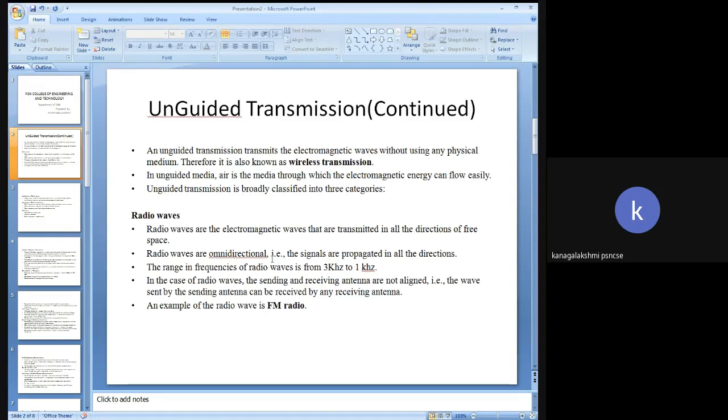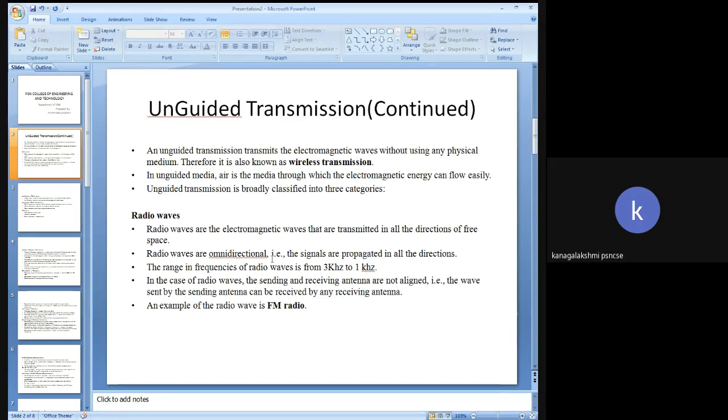Unguided transmission transmits electromagnetic waves without using any physical medium. In wired communication, one physical medium is needed to transmit the data from the sender to the receiver. In unguided or wireless transmission, they transmit the electromagnetic waves from the sender to the receiver without the help of a physical medium. That is wireless transmission.